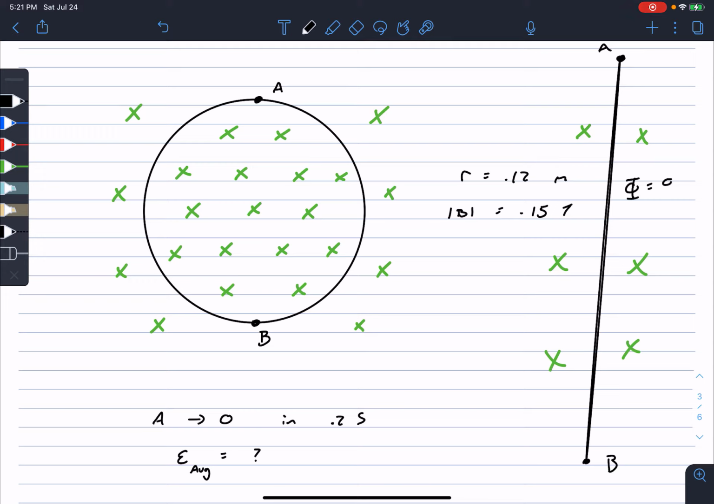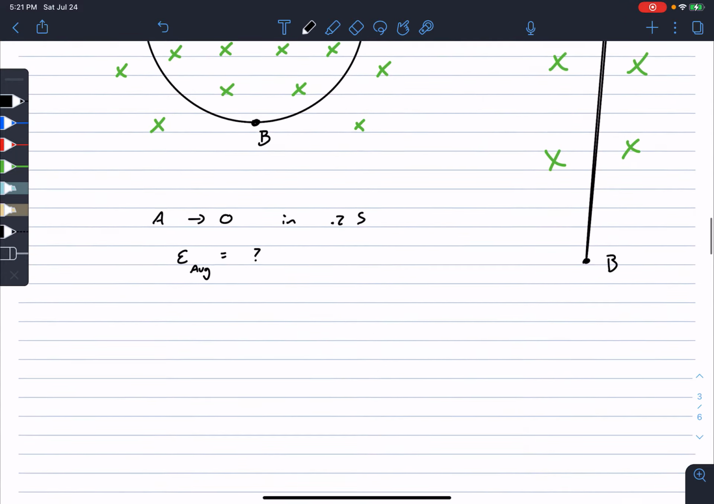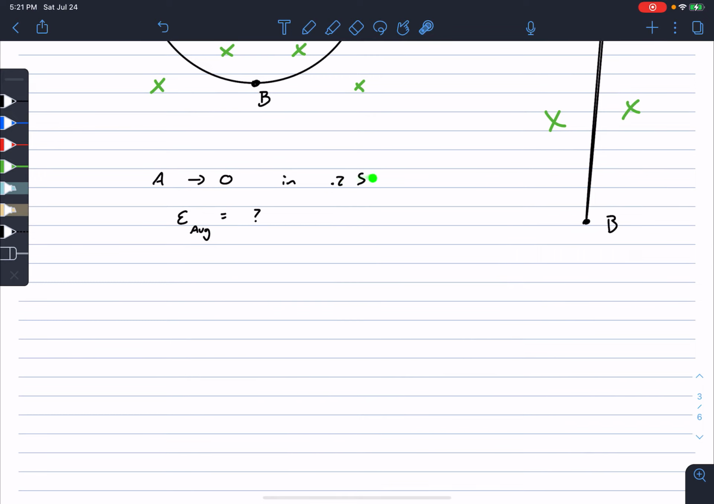So we're given a change in the flux, right? And we're also told that this happens over a period of 0.2 seconds. So let's look at our formula. Our EMF is going to be the change in the flux over a change in time.